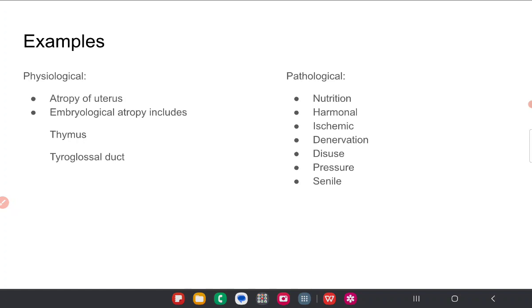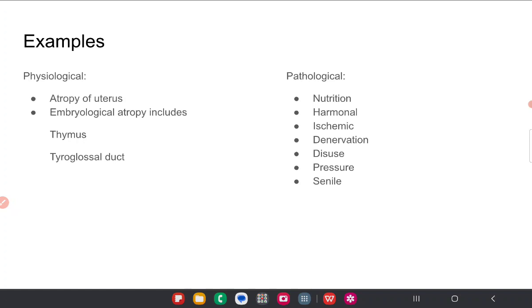Embryological atrophy of the uterus includes the thymus and thyroglossal duct. Not only that, because of this atrophy only, you don't have any types of clenched lip, fingers, and so on. So this is the main physiological condition of atrophy.